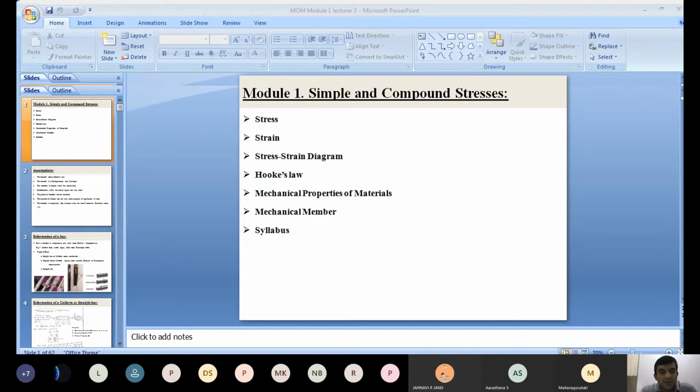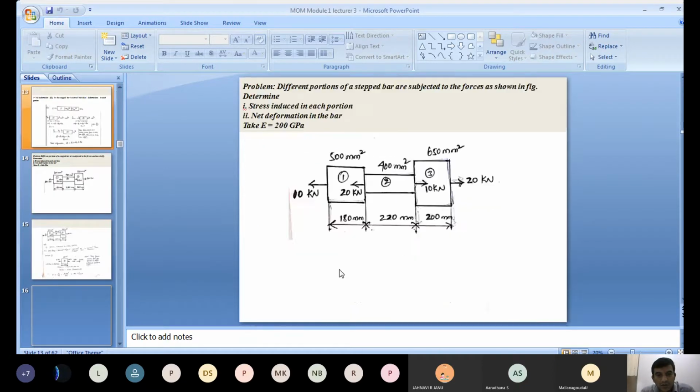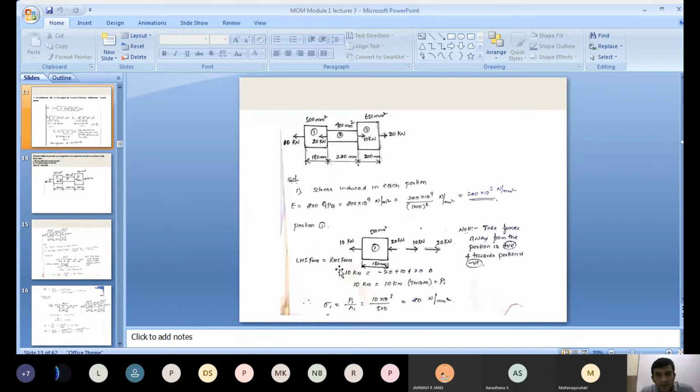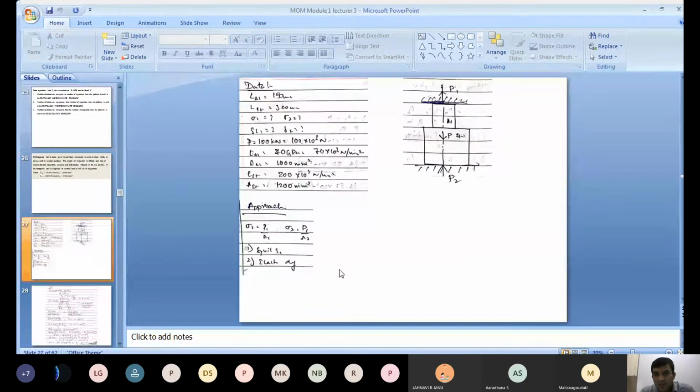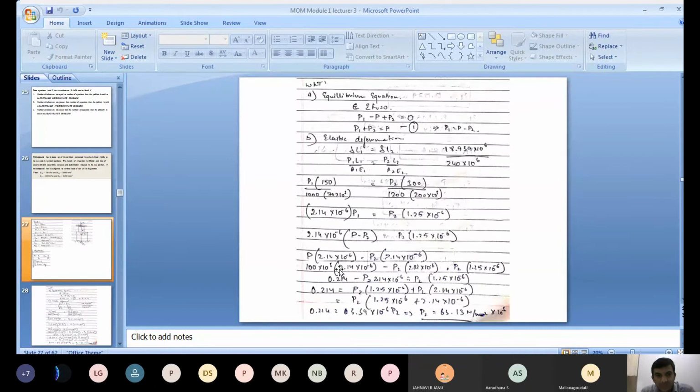Then also we studied about Hooke's law, the mechanical properties of materials, then what the mechanical members and syllabus are. Those things we already discussed. In the last class also we discussed about thermal stresses, right?